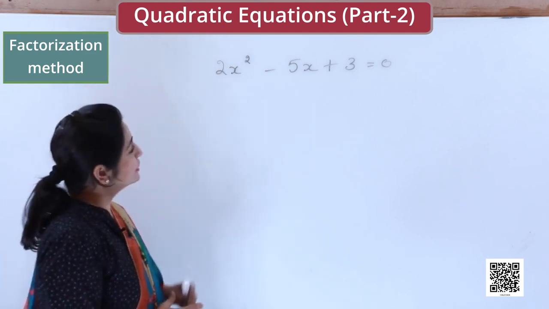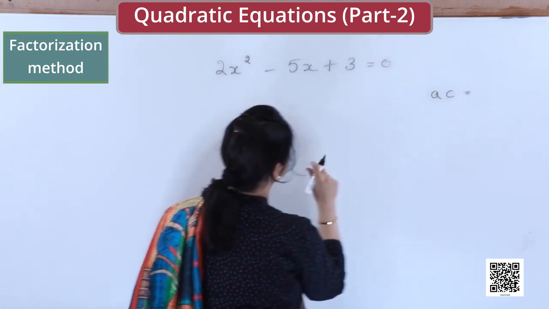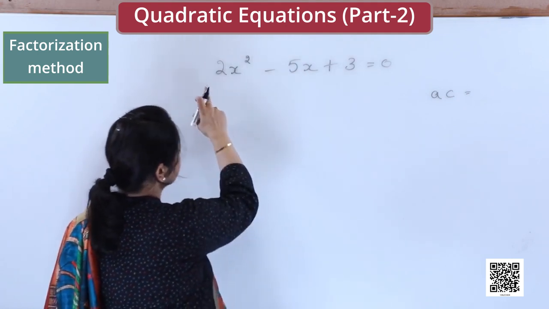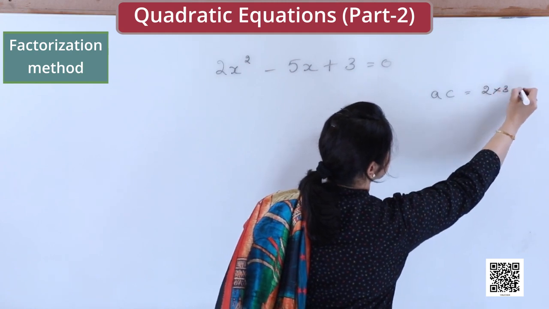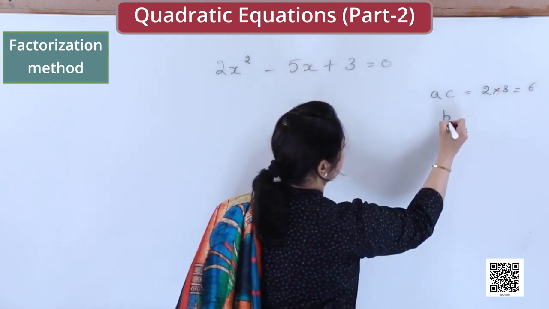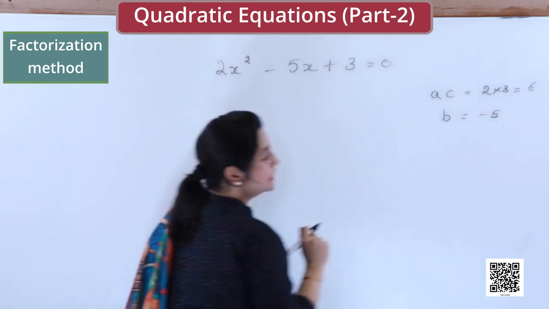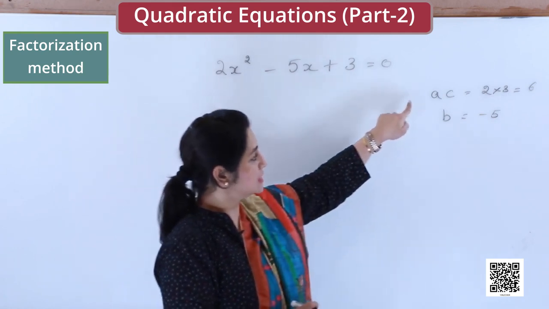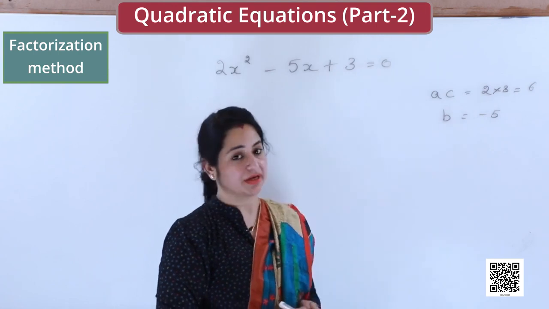So let's do it. For this we will have to find AC first. AC here will be the value of A multiplied by the value of C. A here is 2 and C here is 3. So AC will be 2 multiplied by 3 is equal to 6. And the value of B here is minus 5. Now we need to find two such numbers whose product is AC, that is 6, and whose addition or subtraction is B, that is minus 5.